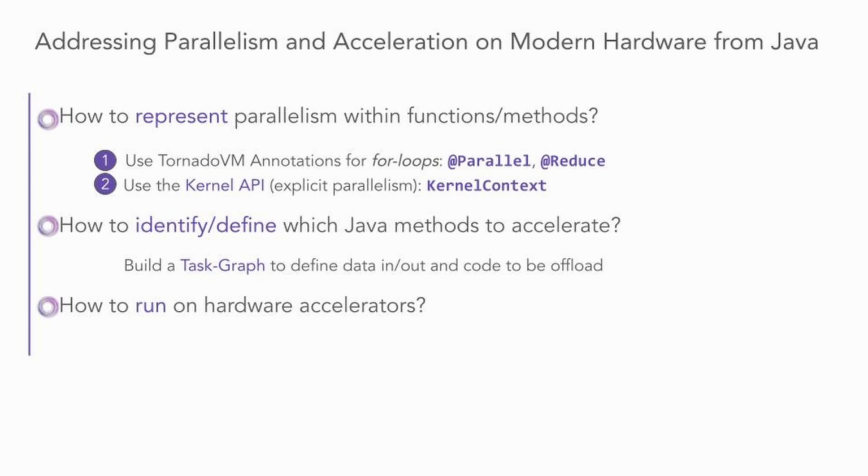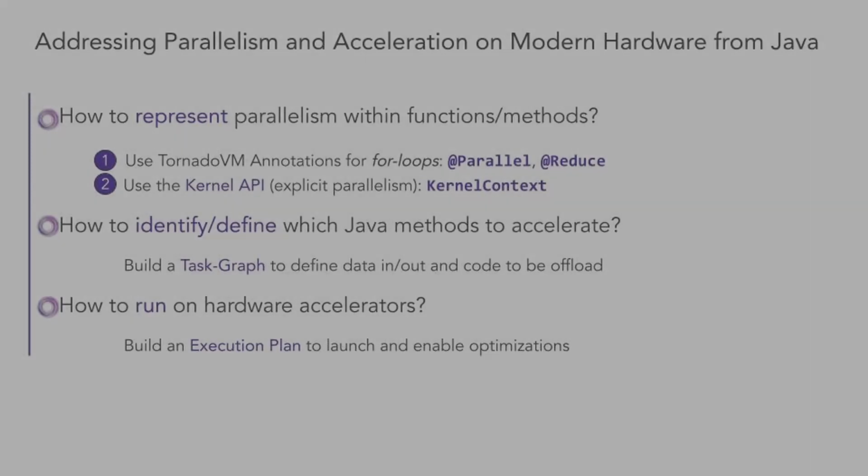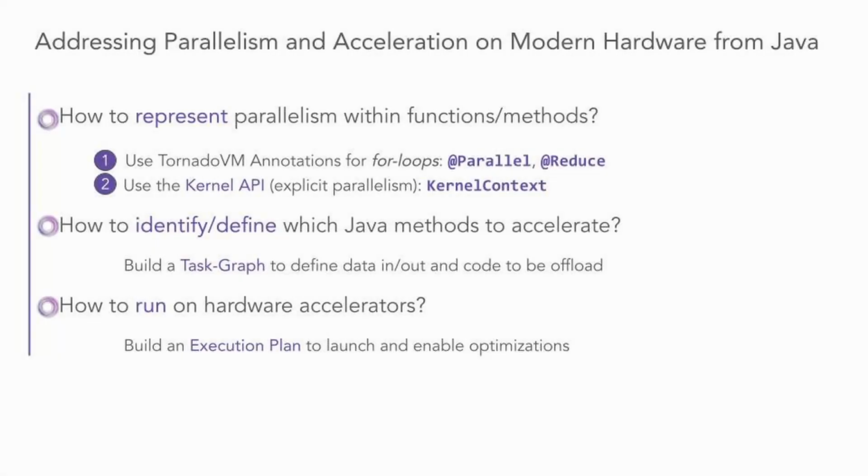This is useful for the TornadoVM runtime, which needs to perform data migration between the host, the main CPU, and the accelerator, for example, an NVIDIA GPU, since in many cases the computing system does not share memory between the accelerators and the CPU. And to answer the last question about how to run, TornadoVM exposes an abstraction called execution plan. It's an object that you can use to launch, enable optimization parameters, enable the profiler, change device, etc.